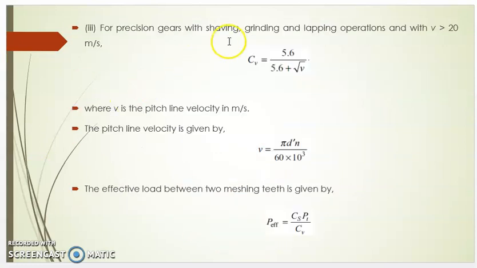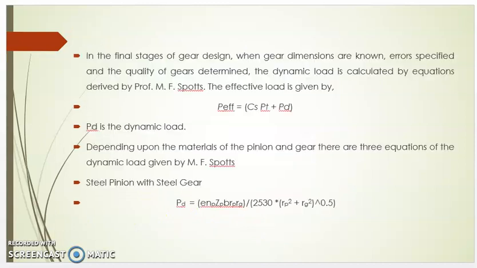For precision gears with shaving, grinding and lapping operations, CV is equal to 5.6 divided by 5.6 plus root V, where V is the pitch line velocity, which is given by V is equal to pi d n divided by 60 into 10 raised to 3. The effective load between the two meshing teeth is given by P effective is equal to CS PT plus PD.